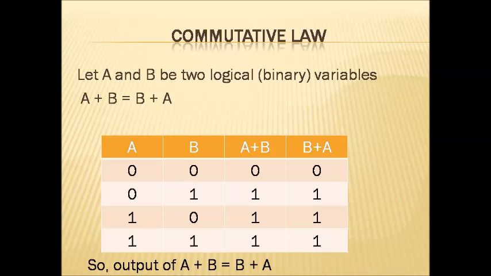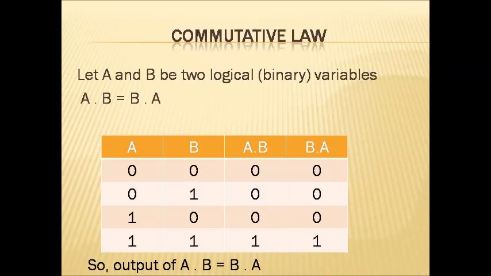Next one is the commutative law. According to the commutative law, let a and b be two binary variables, then a plus b is equal to b plus a. And this is the first commutative law, that is a plus b is equal to b plus a. You can see that the same we have proved using the truth table method, where a and b are two variables, then on the truth table there will be four sets of values. When you perform a plus b, you are getting 0, 1, 1, 1, and b plus a also giving the same values. So we can say that a plus b is equal to b plus a.